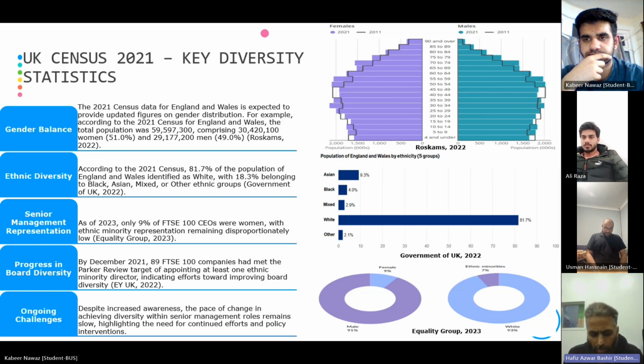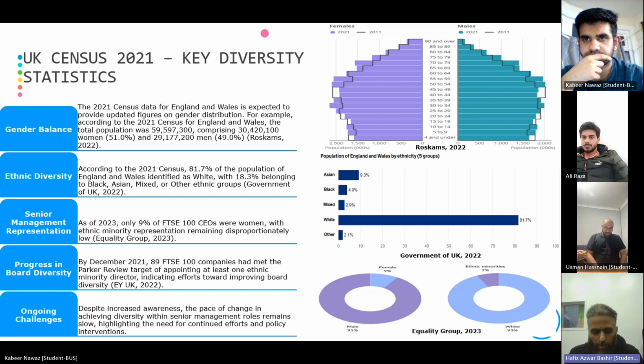Next is ethnic diversity. The majority of the population, around 81.7%, identified as white. The remaining 18.3% belong to black, Asian, mixed, or other ethnic backgrounds, indicating some level of ethnic diversity but also showing room for broader inclusion. The bar chart breaks down the distribution.